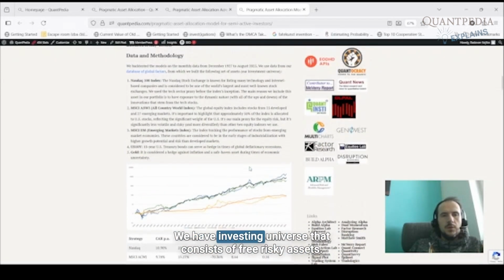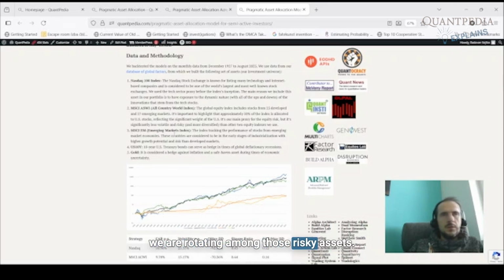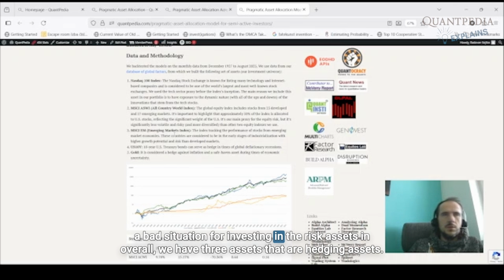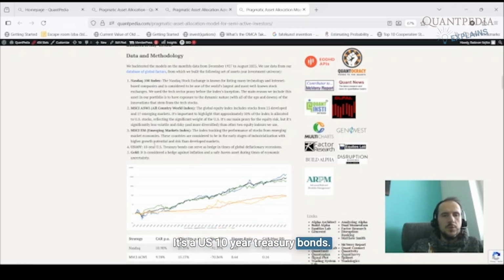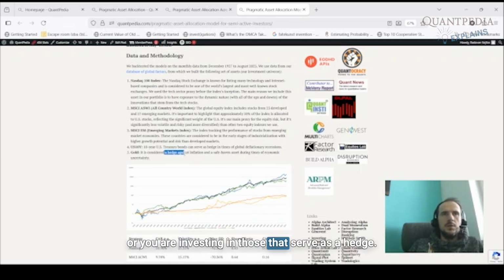Just very quickly, we have an investment universe that consists of 3 risky assets: a Nasdaq 100 proxy, an MSCI All Country Index proxy, and an emerging market proxy. We are rotating among those risky assets, trying to pick the best performing one and invest in it. In case there is a bad situation for investing in risky assets overall, we have 3 hedging assets: US 10-year treasury bonds in the form of an ETF, gold, or cash. So we have 6 assets in total, and you are investing either in those that are performing well and are risky, or in those that serve as a hedge. The whole methodology is explained in the article.